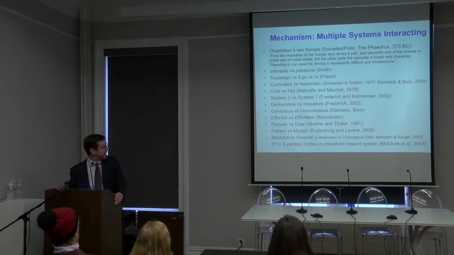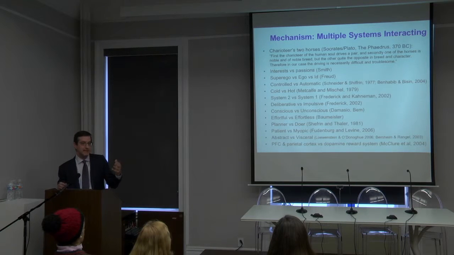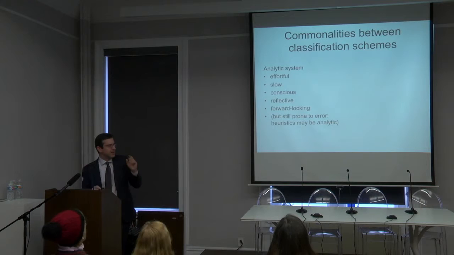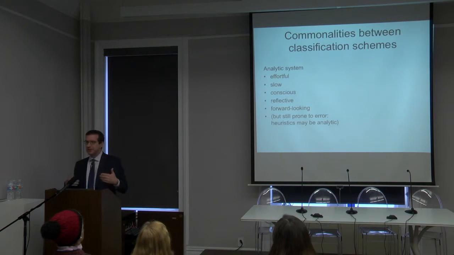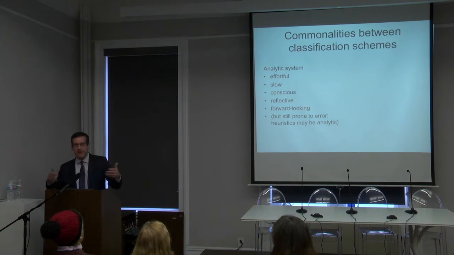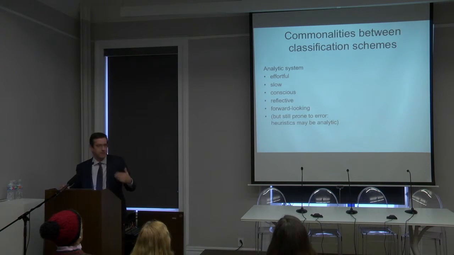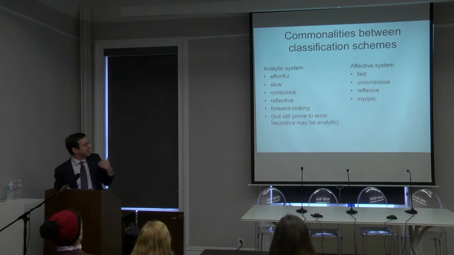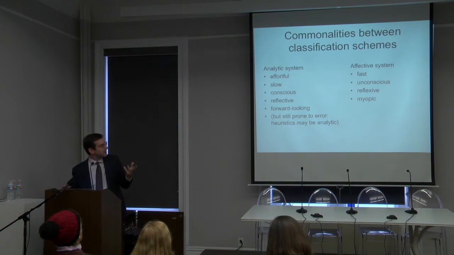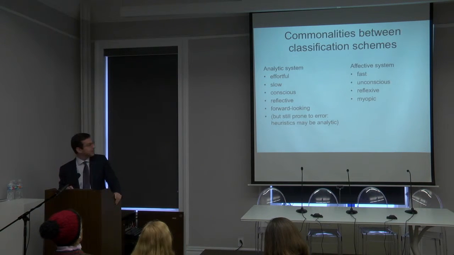There's patient versus myopic. There's abstract versus visceral. And in terms of the neuroanatomy, there's the PFC and the parietal cortex versus the dopamine reward system, and I'll talk more about that in a moment. All of these discussions imagine two fundamental forces: an analytic system that's effortful, slow, conscious, reflective, and forward-looking, and an affective system that's faster, unconscious, reflexive, and relatively myopic. Not completely myopic, but more prone to be focused on the present.